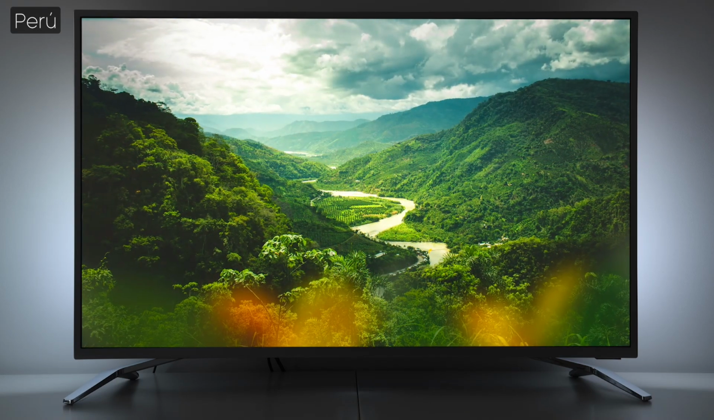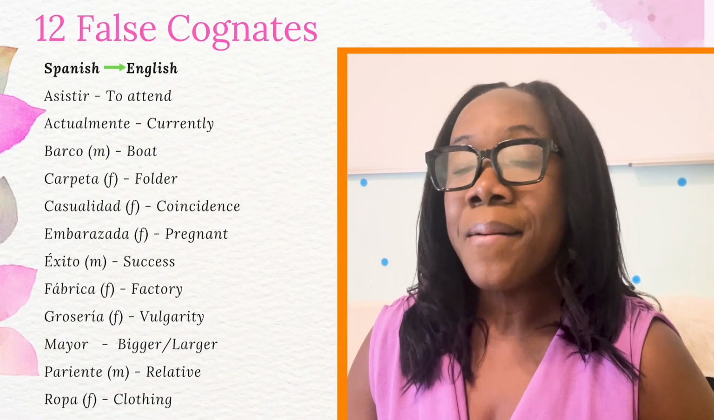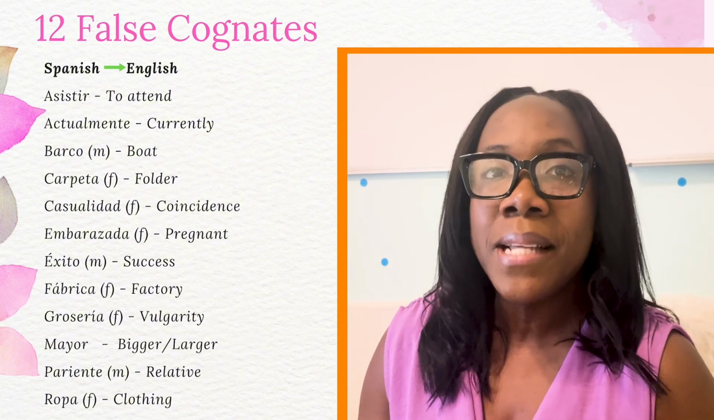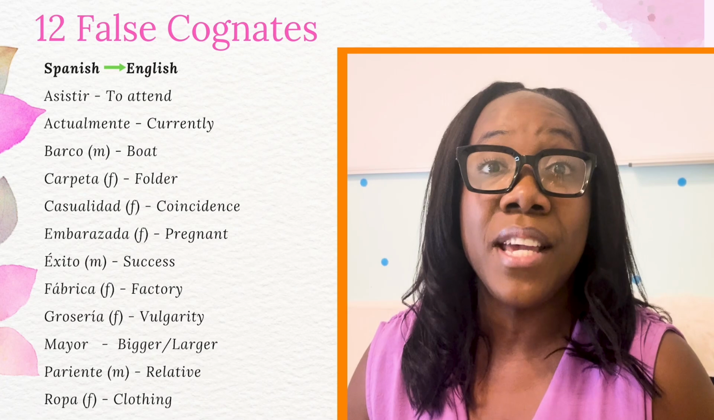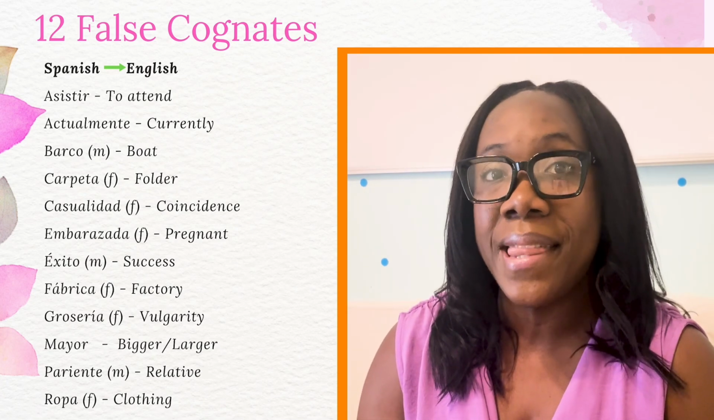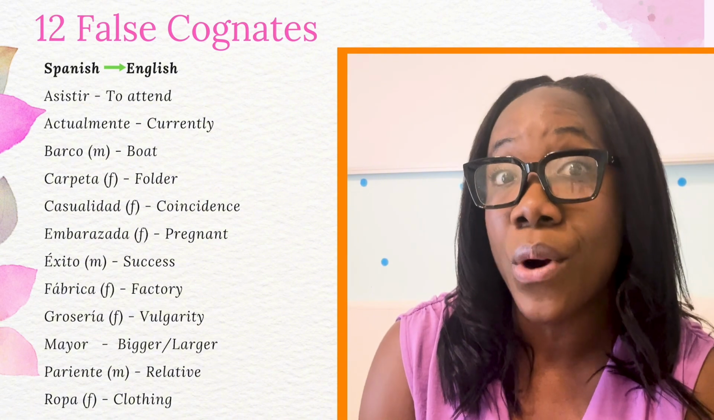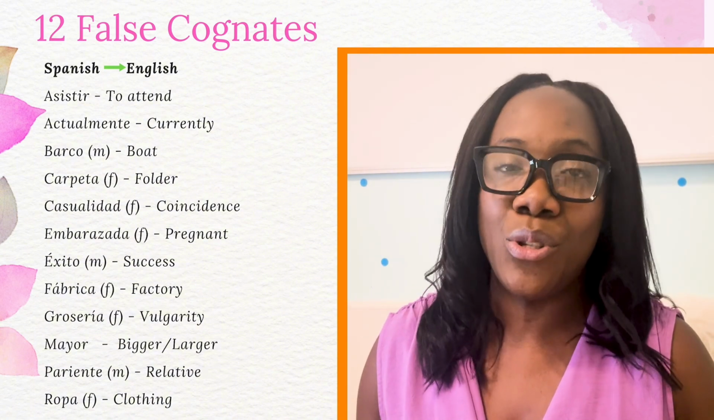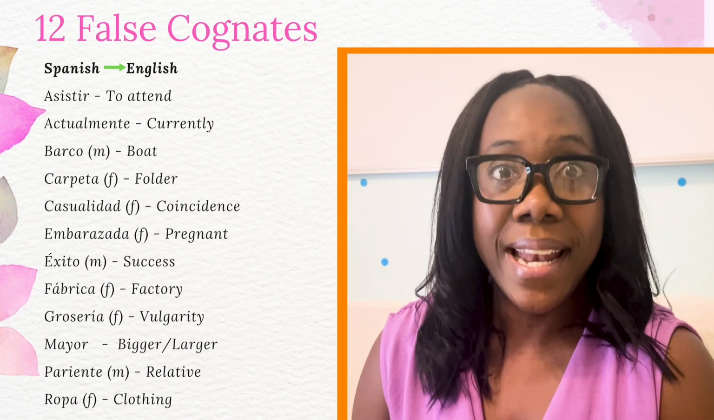All right, so now we're talking about false cognates. They are sometimes referred to as falsos amigos, false friends, because when you look at them, you may think you know what they mean because they look like a word in English, but sometimes they have absolutely nothing to do with the word you know in English.